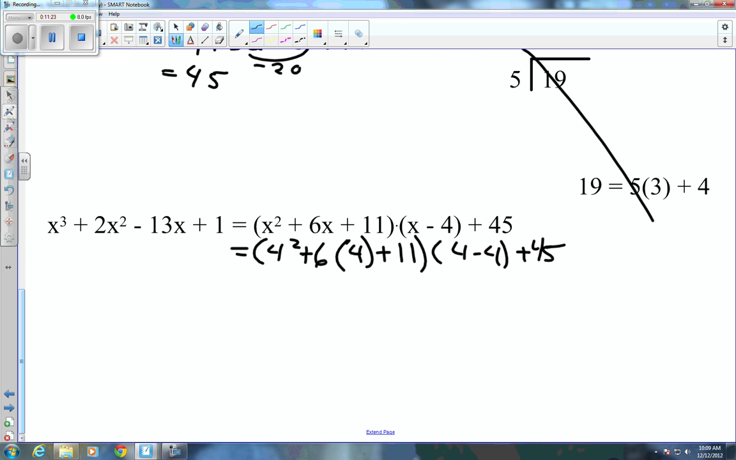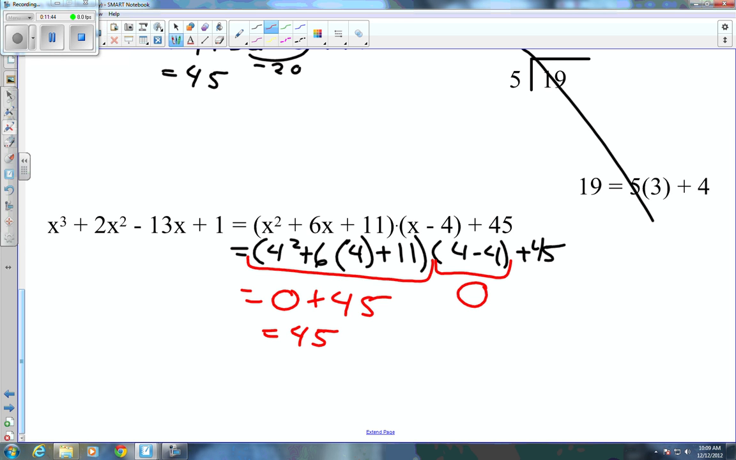I'm focusing not on this part. What is this factor equal to? 0. If I take 0 times whatever that is, what do I get? 0. So this would be 0 plus the remainder of 45, or just 45. And that's why it works.